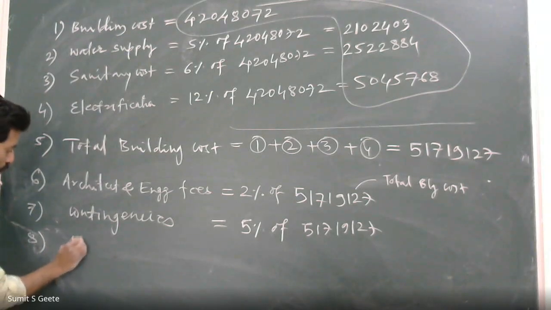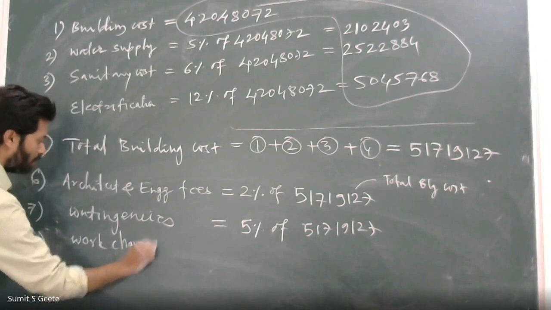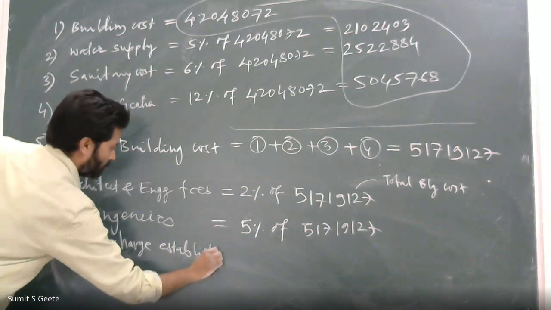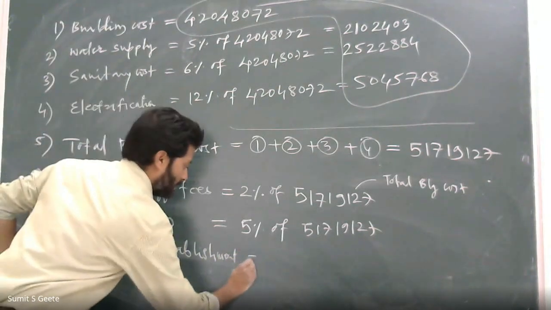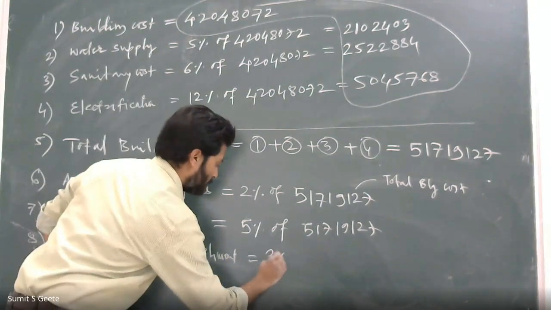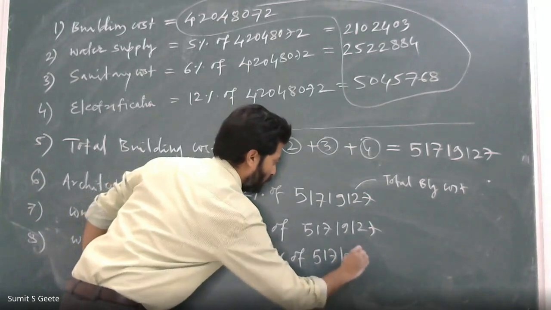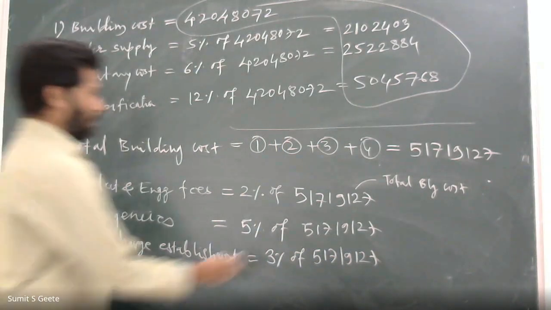Now next, 8, that is work charge establishment. Work charge establishment, and this is how much? 3%. So this is 3% of what? 5171927. So tell me these values.